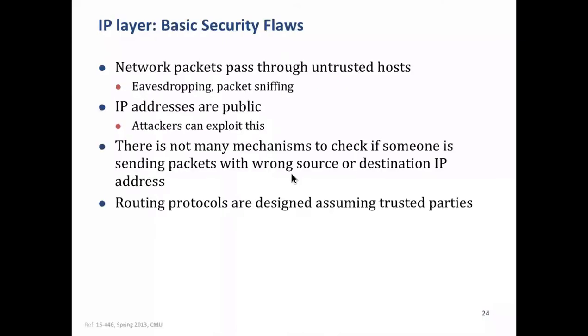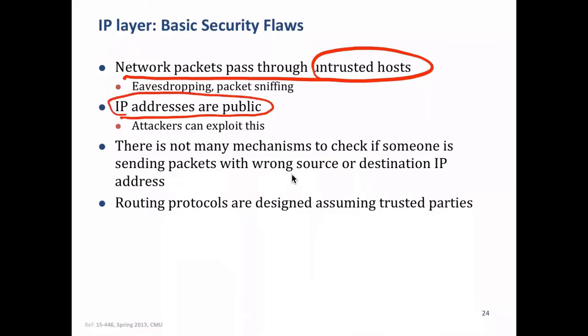Now the problems are, as we said, that your IP packet passes through untrusted hosts. You don't know where it's passing through and what the node can do, because the whole design is based on trust. Of course, there are some checks and balances, such as nodes that are allowed to do routing coming in a trusted zone, etc. But still things can happen, and things have happened, right? The second thing is that IP addresses are public. Should it not be public, or should it be public?